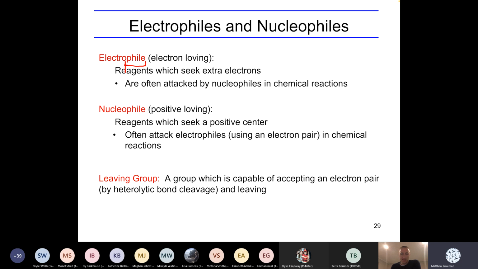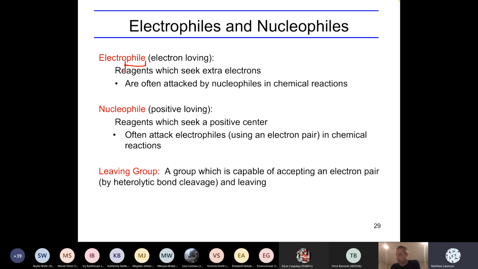We're also going to be using leaving groups. So this is when you have a compound where something leaves. So we give it a very descriptive name here. And we'll be looking at reactions involving electrophiles, nucleophiles, and leaving groups. So these are 3 good terms for me to introduce relatively early in the course.